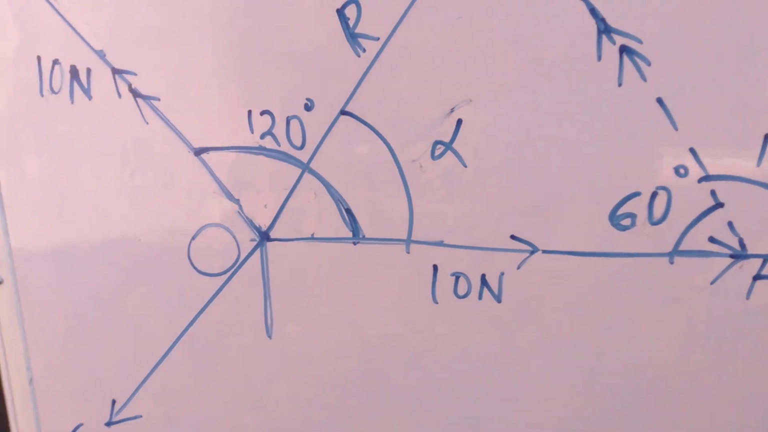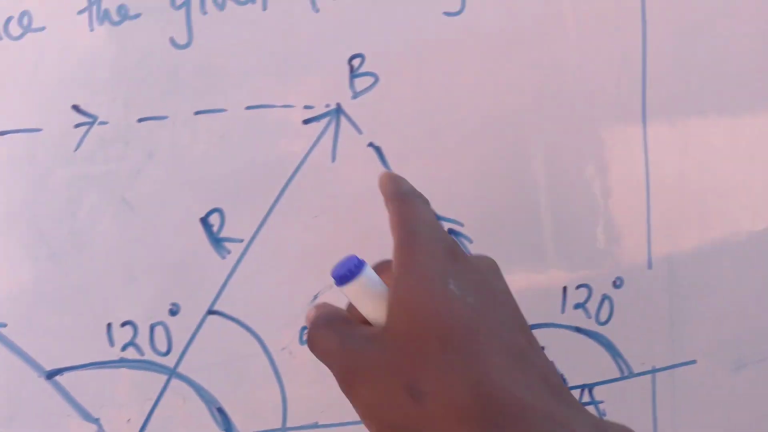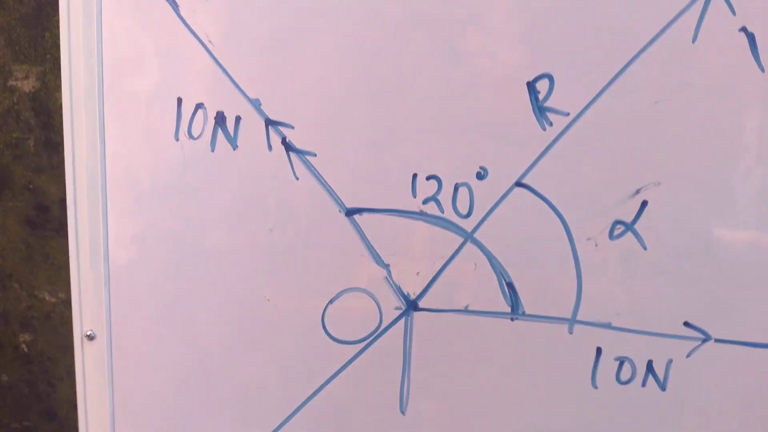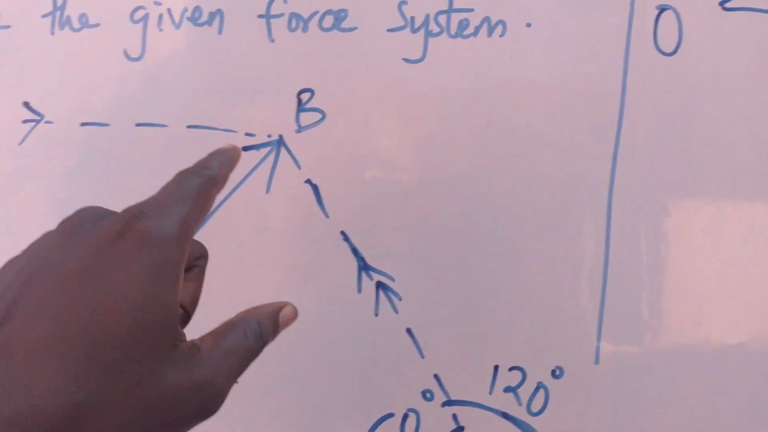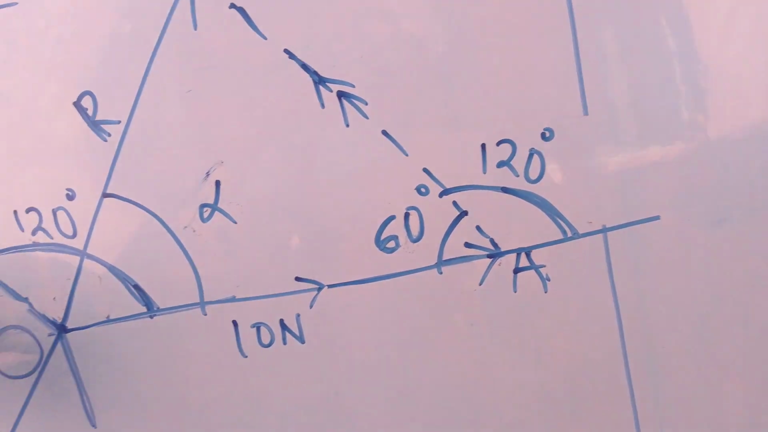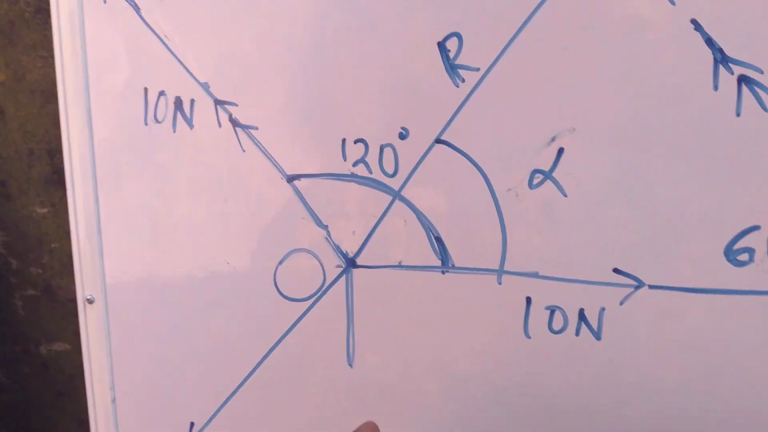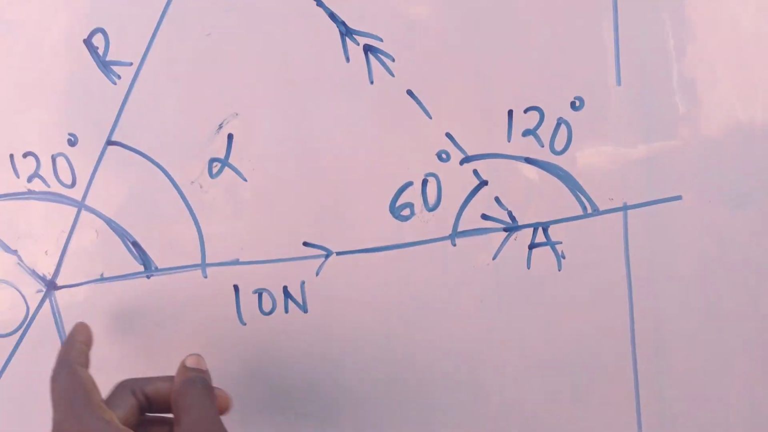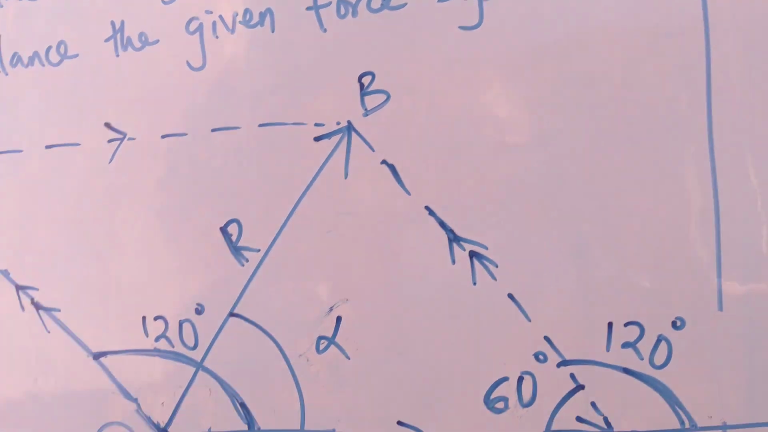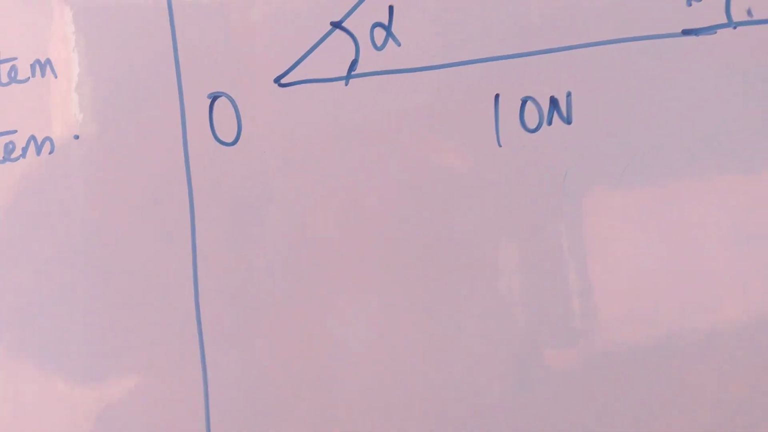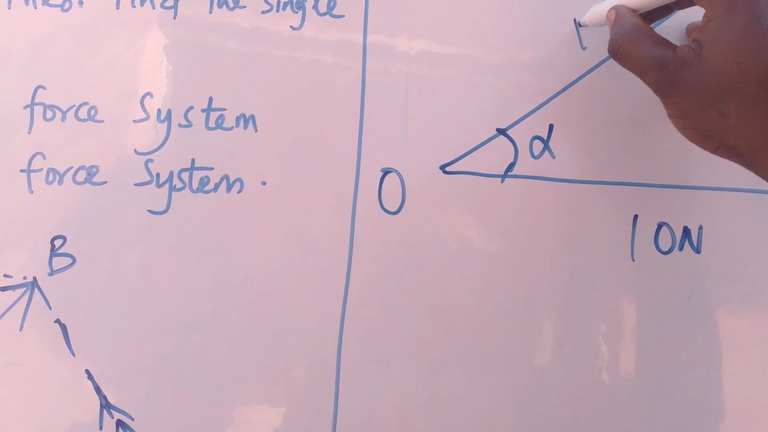The reason is that this is parallel to this, so line CO is parallel to BA. That means 10 Newton is 10 Newton here, and 10 Newton is also 10 Newton here. OA is parallel to CB. So this is my resultant.